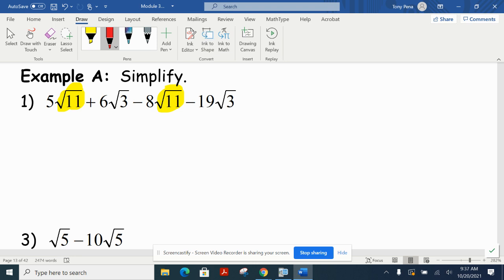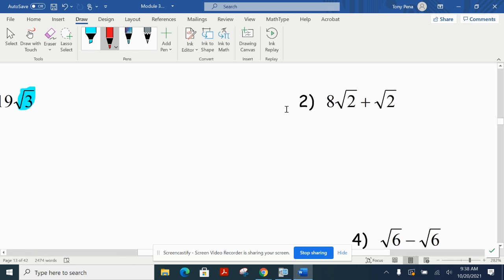Okay. So if we're going to add these like terms, what we have is a positive 5 and a negative 8. If I'm just going to lump those together, that ends up giving us a negative 3. And then just like with x's and y's, we don't actually do anything with the variables. We just leave the radical alone. So it's just a negative 3 root 11. If you look at the other terms, we have a square root of 3 here. We have a square root of 3 there. Those are like terms. So we're just going to add their coefficients. So a positive 6 and a negative 19 is a negative 13. And then we leave the square root of 3 alone.